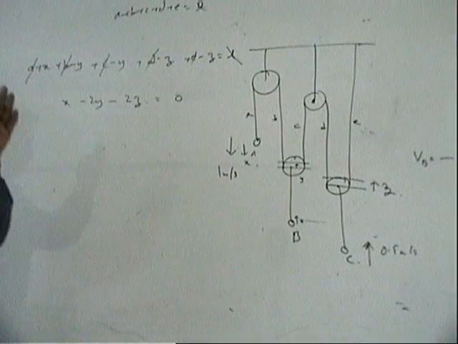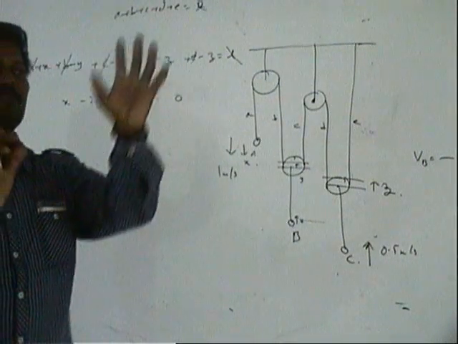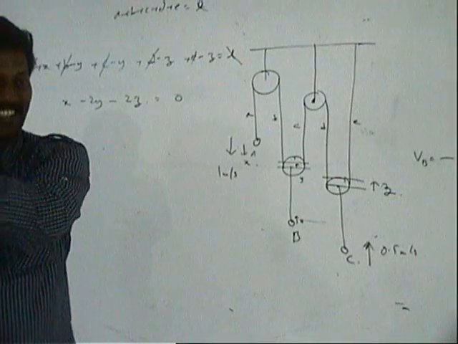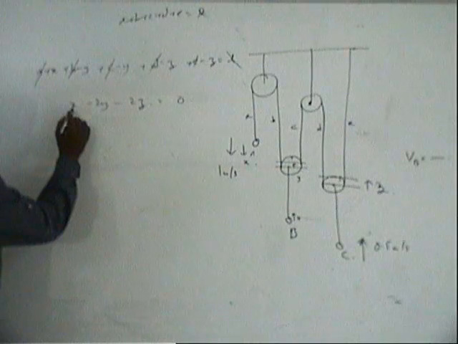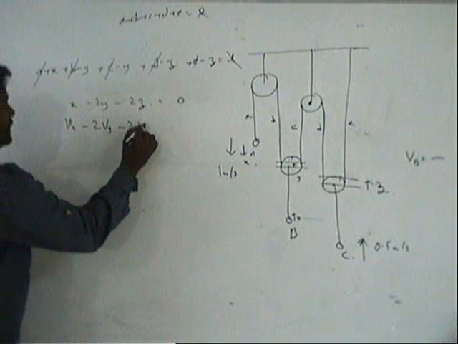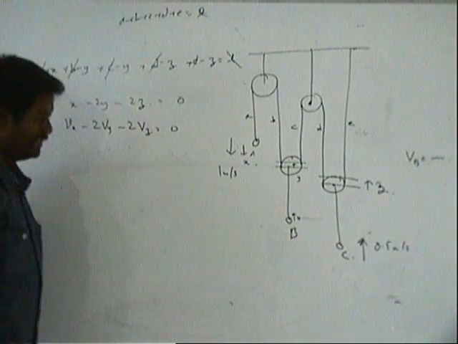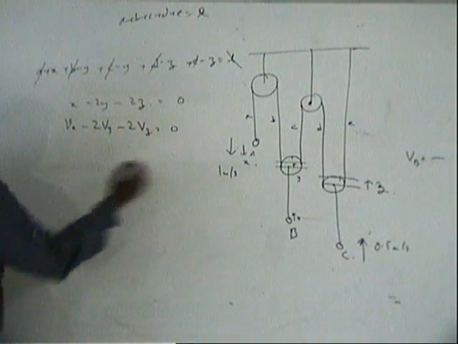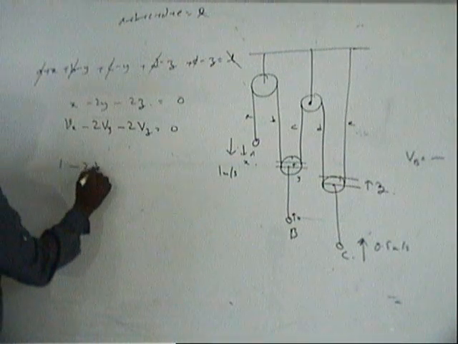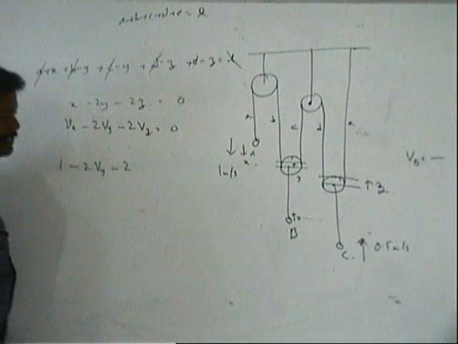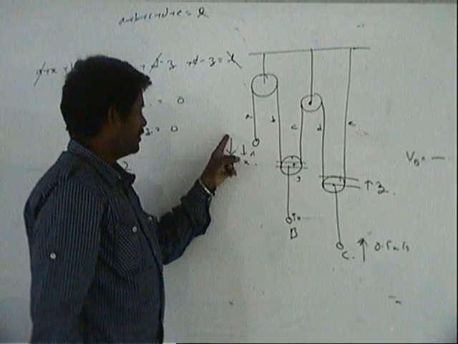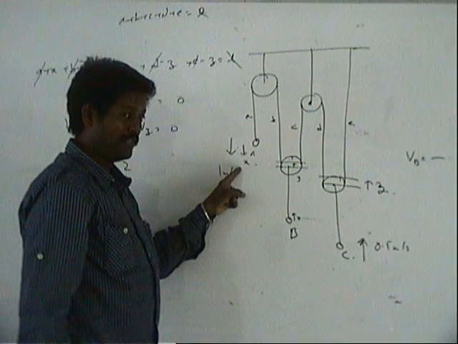We got an image. Fundamental point is, take a photograph, what are the lengths? Take another photograph at another instant, what are the lengths? The length cannot change. Therefore, velocity Vx minus 2Vy minus 2Vz equal to 0. Now Vx is how much? 1 meter per second given. Minus 2, Vy we don't know. Minus 2, Vz is, we should not put a minus sign here because downward we assume, x also assume downward.